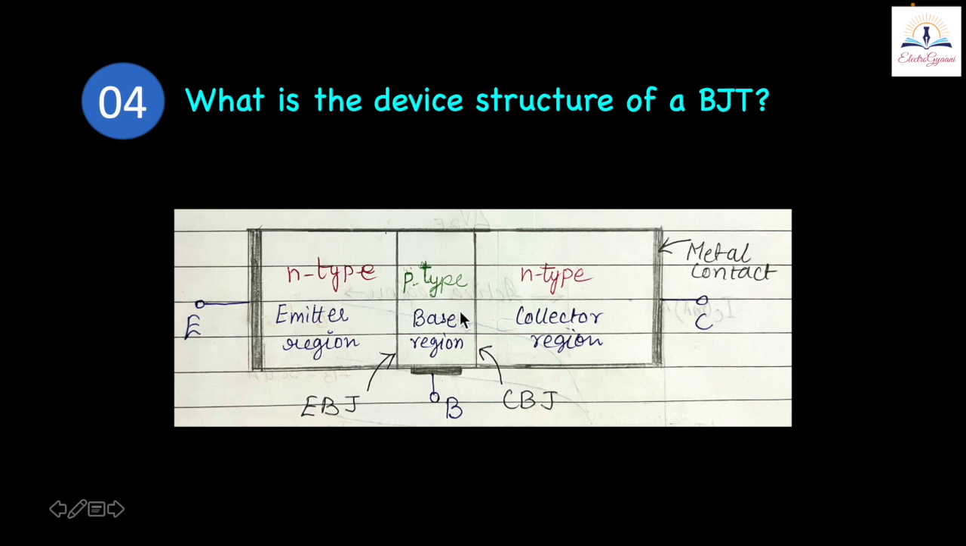And here you should note that the area of the collector region is largest, then after the emitter region and the smallest region is of base region. Since collector collects most of the charge carriers, that's why its area is larger so that it can compensate the heat energy. Here the two junctions are emitter base junction and collector base junction.